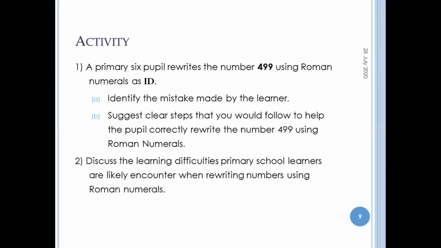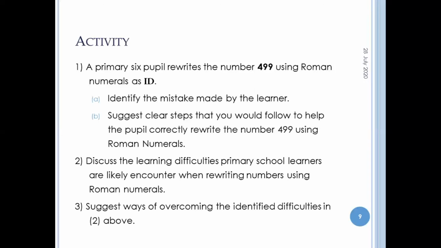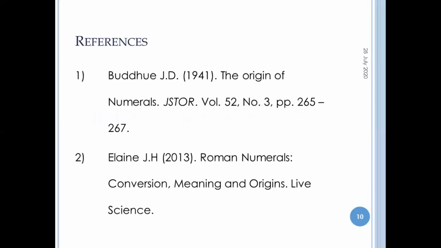Think about learning difficulties that primary school learners are likely to encounter when rewriting numbers using Roman numerals. As a teacher, if you anticipate challenges, difficulties that learners will face in the process of learning, it makes it easier for you to help them overcome those problems, those challenges. Therefore, go on and suggest ways learners can overcome the identified difficulties.